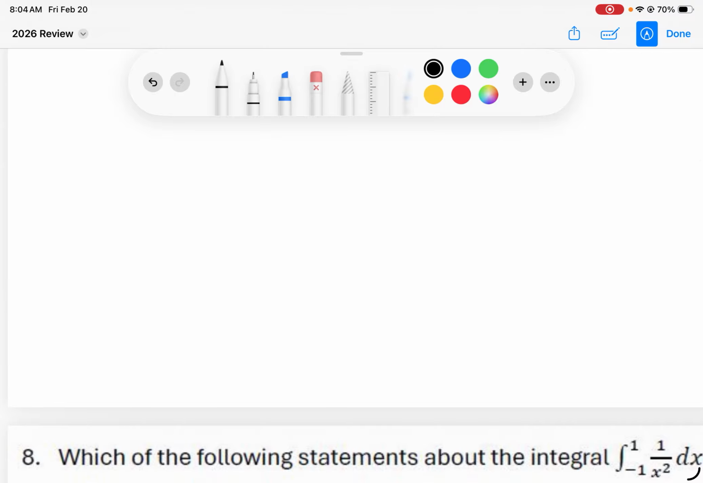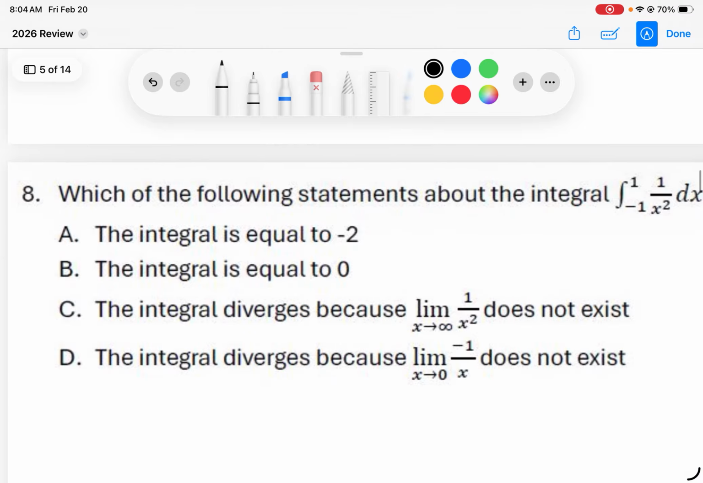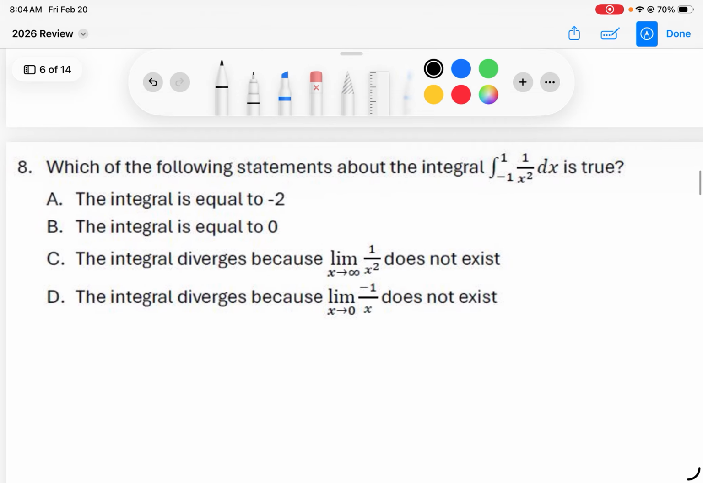By the way, number 18 has some typos on it. I'm telling you this now, but if I forget, we need to make sure we talk about number 18. Okay, number 8: which of the following statements about the integral is true?